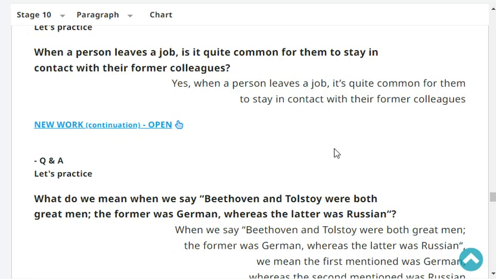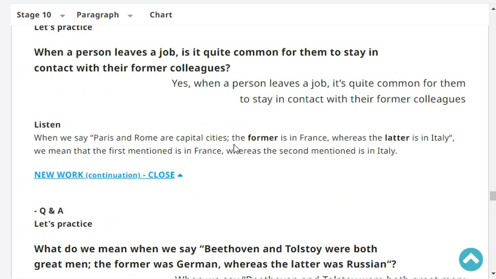Very good. Okay, next, listen. When we say Paris and Rome are capital cities, the former is in France, whereas the latter is in Italy. We mean the first mention was in France, whereas the second mention is in Italy.